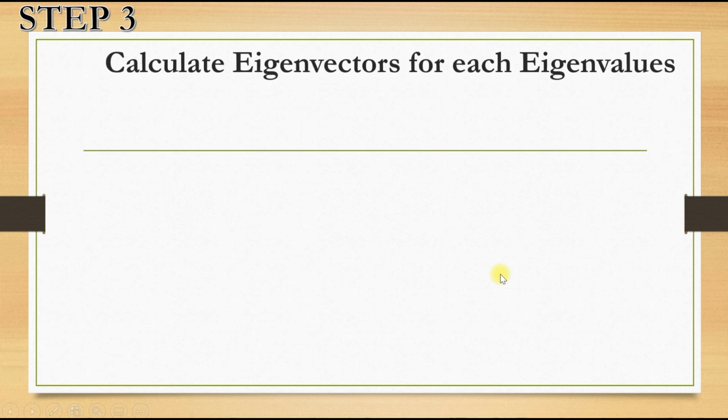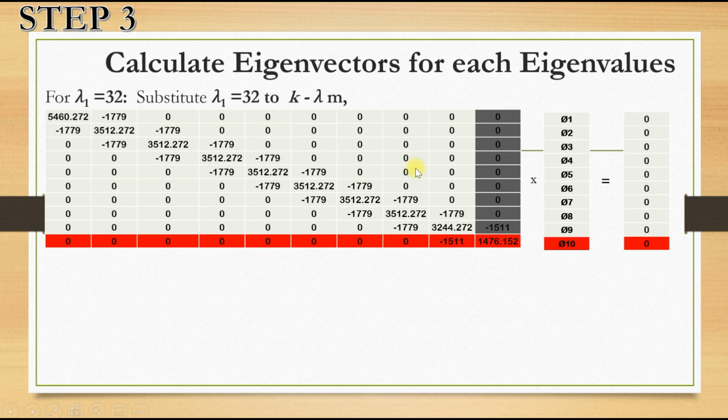So, for step 3, we have to calculate the eigenvectors for each eigenvalue. So, gamit yung nakuha natin na eigenvalues kanina doon sa formula na k minus lambda m, masi-set up na natin yung characteristic equation. So, pag i-substitute natin halimbawa dito sa mode 1 na eigenvalue which is equal to 32, ito na yun, ang magiging itsura. Makukuha natin yung matrix na ito, which is magagamit natin para makuha na natin yung value ng eigenvectors.